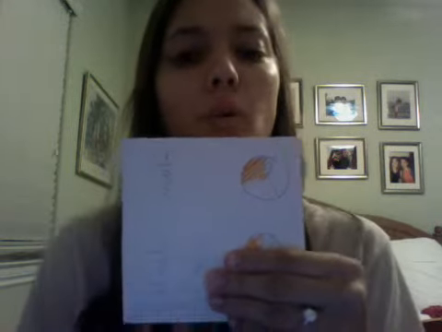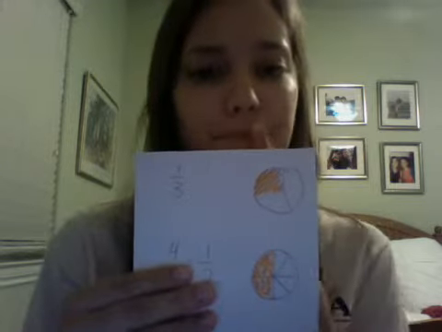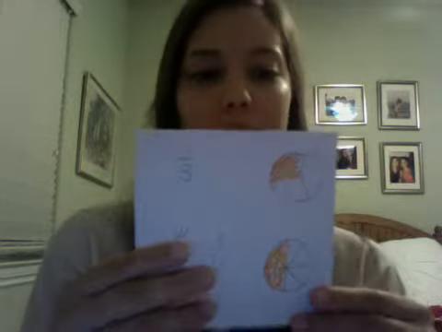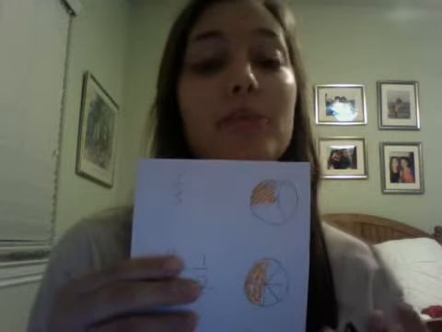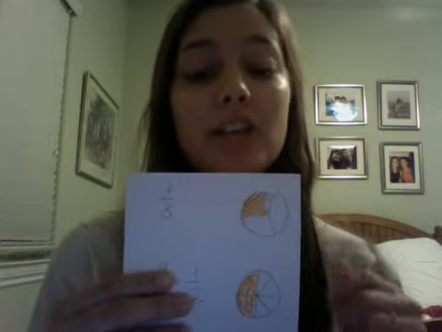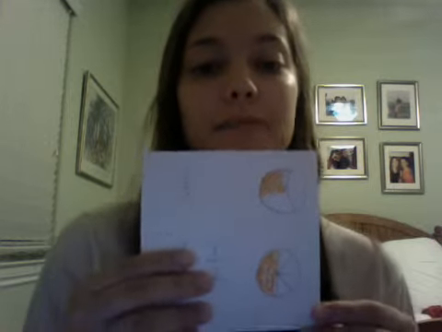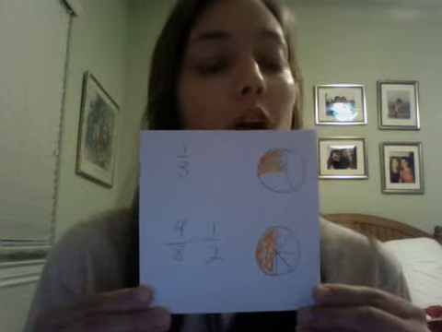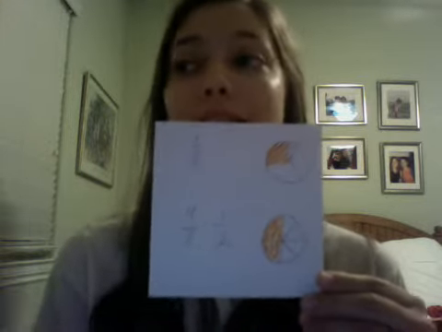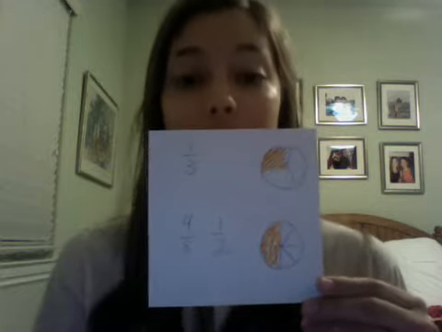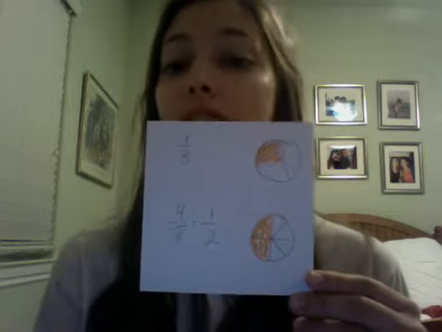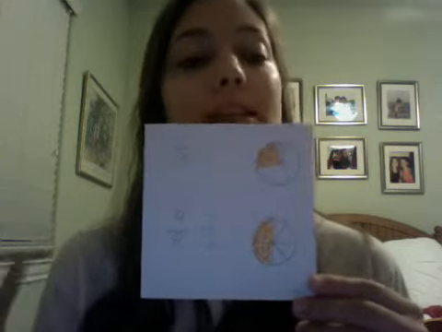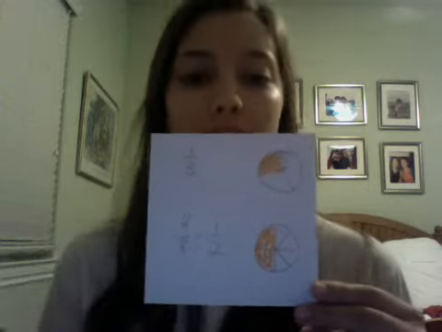Let's look at this one. We have the fraction of 1/3. If we look at our pizza right here, we can see that 1 out of the 3 slices is actually shaded in. See? So we have the 1 on the top because 1 out of 3 slices was shaded. And the 3 is on the bottom because there are 3 different slices to choose from. 3 slices make up the whole fraction.